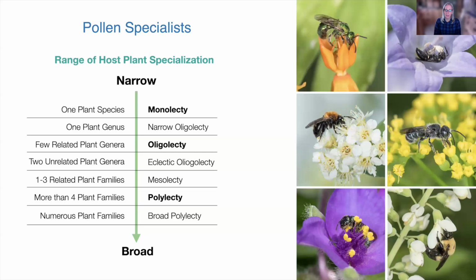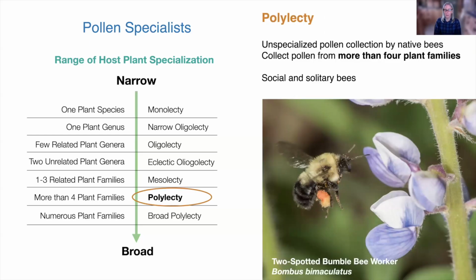All right, let's take a look at the spectrum of specialization. I'm going to be going through this graphic from the bottom upward, starting with the bees that are not specialists, and they are considered polylectic bees. You may have heard the term generalist used to describe bees that are not specialists. These are bees that are collecting pollen from more than 4 different plant families, obviously containing a number of genera. That can include both social and solitary bees.